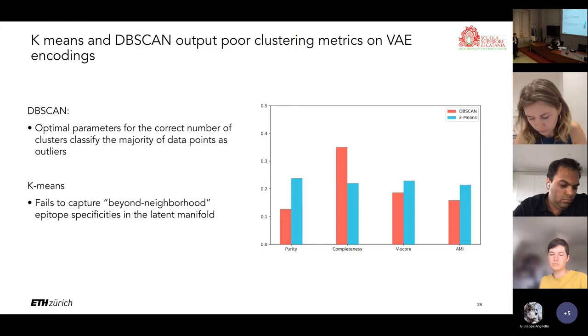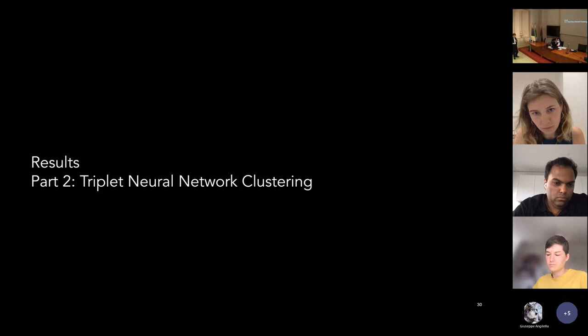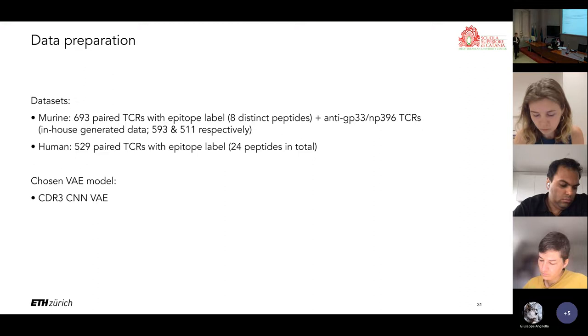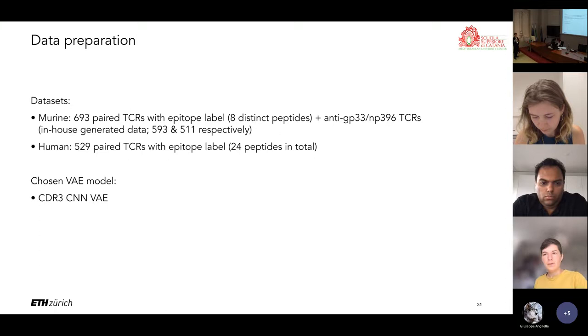So we proceeded with triplet network clustering. For that, the data sets I showed you before were three murine data sets, one from VDJdb and two generated in-house, and one human data set. And as our intermediate pre-trained network, we used the CDR3 alpha beta CNN VAE, our best performing model.